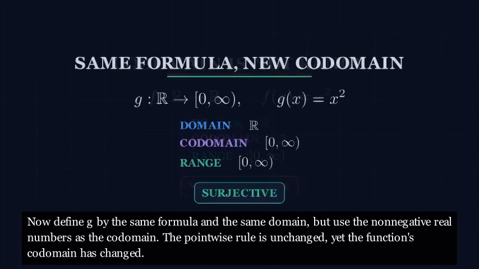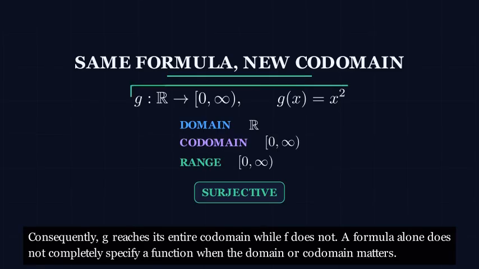Now define G by the same formula and the same domain, but use the non-negative real numbers as the codomain. The pointwise rule is unchanged, yet the function's codomain has changed. Consequently, G reaches its entire codomain while f does not. A formula alone does not completely specify a function when the domain or codomain matters.